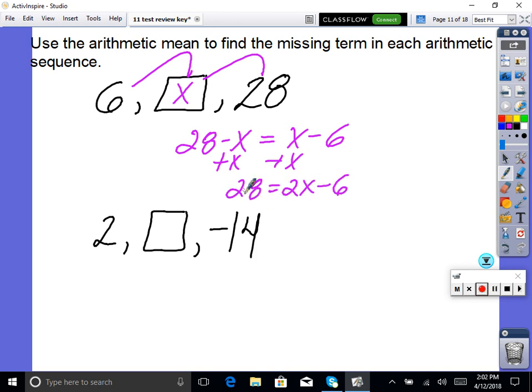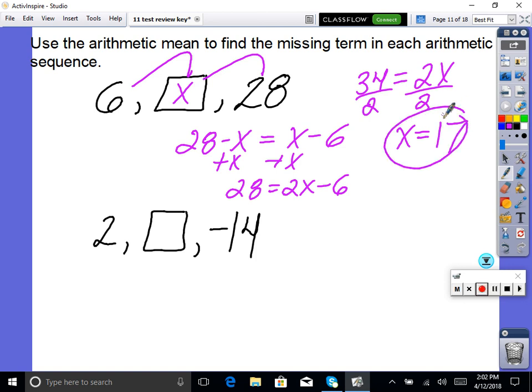You'd add 6. So then you have 34 is equal to, you added 6 over, equal to 2x, divide by 2. So this was solving directly for that value in the middle. So x is equal to 34 divided by 2, which is 17.